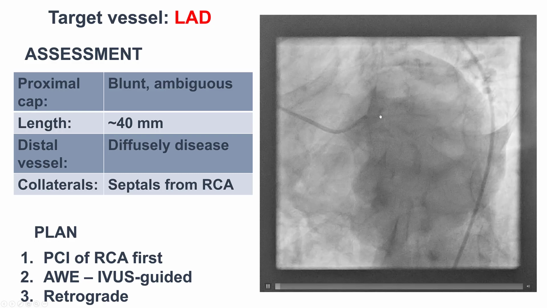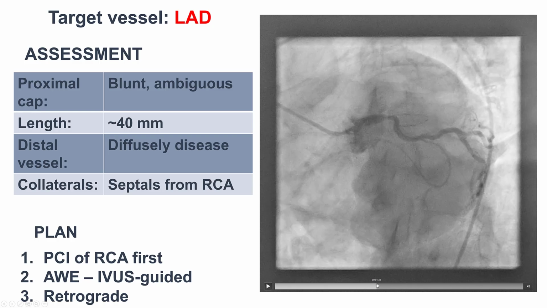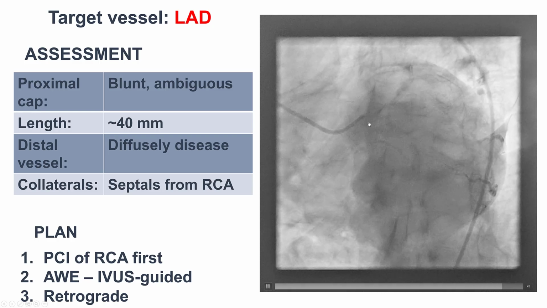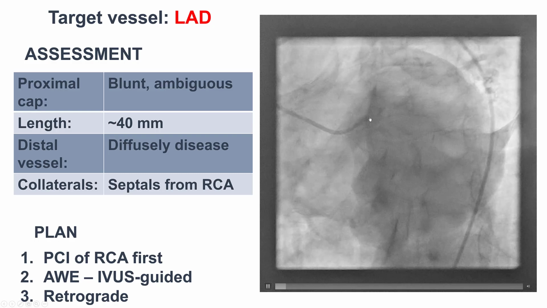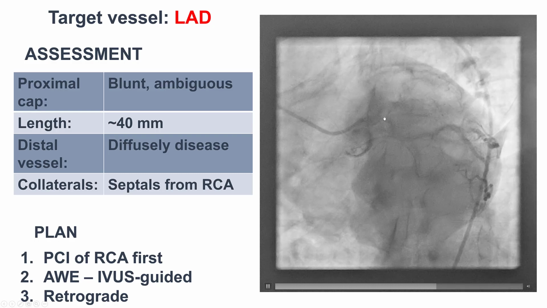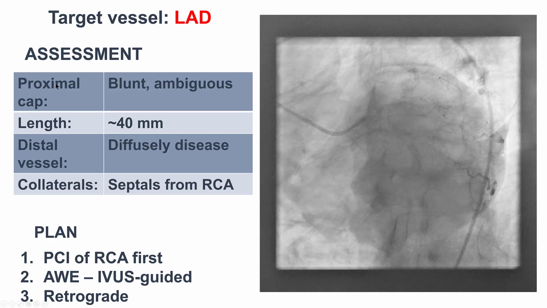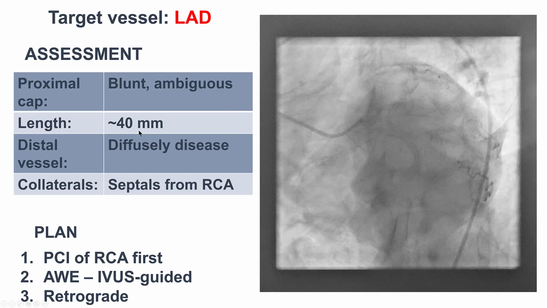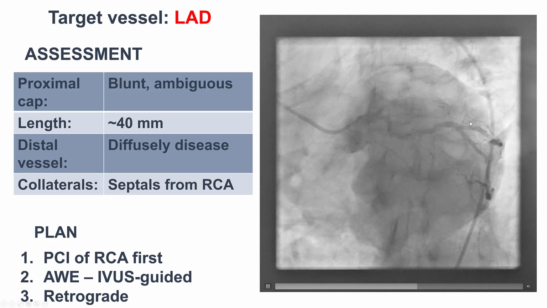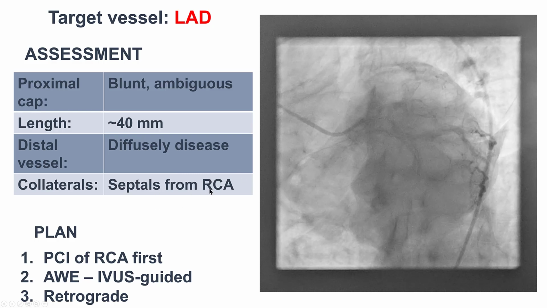The biggest challenge in this case was estimated to be the ostial LAD CTO. But to treat this, we knew that we were likely to go retrograde given the ostial occlusion. At the same time as treating the LAD, we would need to treat the circumflex. So we have a blunt proximal cap, length of about 40 millimeters, but it is hard to see the distal vessel. The distal LAD is diffusely diseased and fills from septals from the right coronary artery.